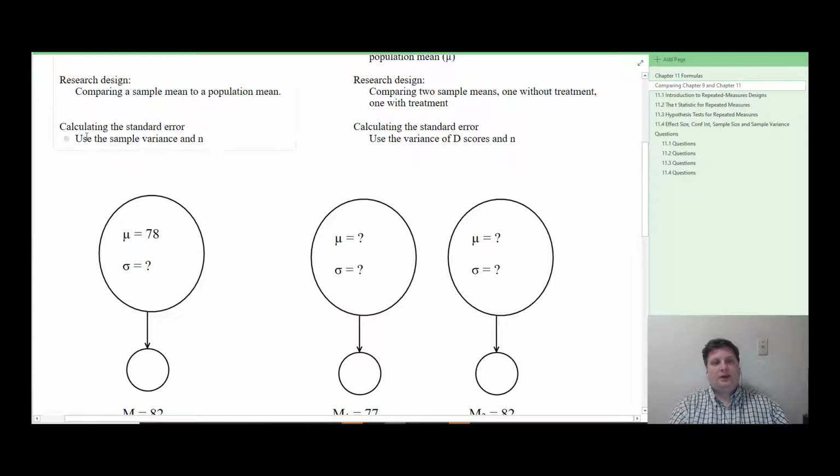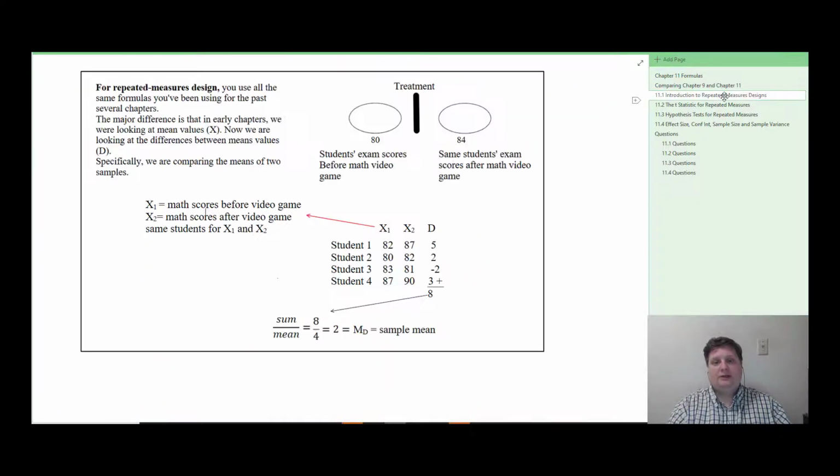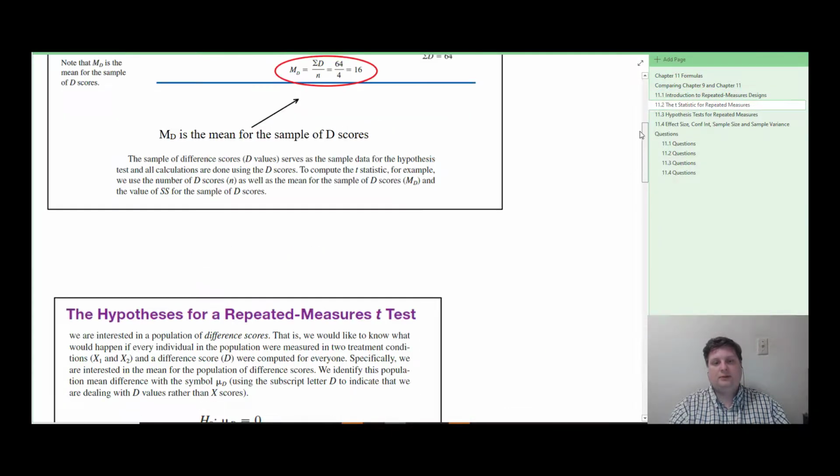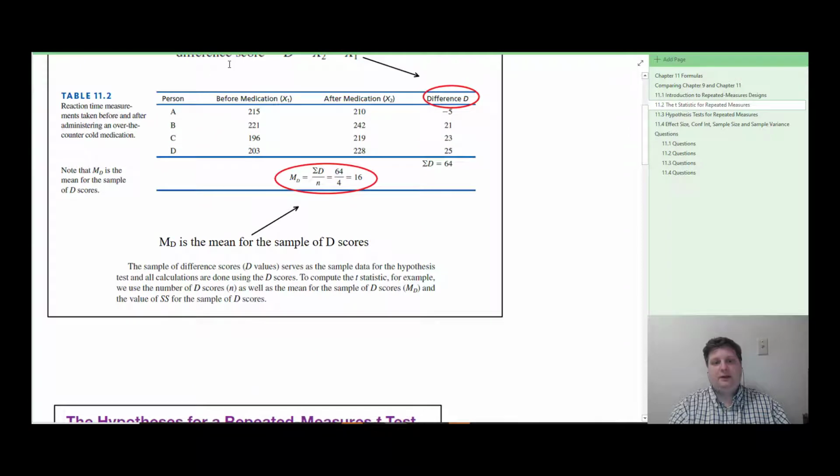How do you calculate standard error? You use the sample variance and n as per the formula. The way you calculate standard error is to use the variance of d and n, and so we need the d scores. Here's an example of the d scores right here: tested before, tested after, the difference between the two scores. There are the d scores.